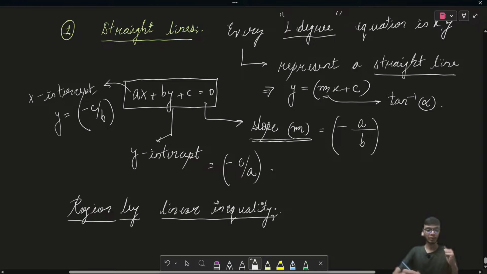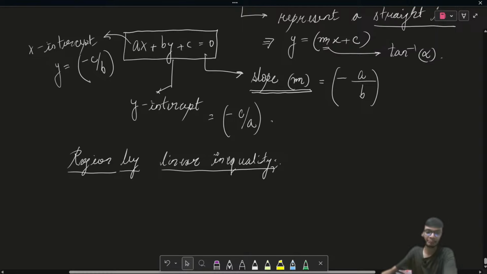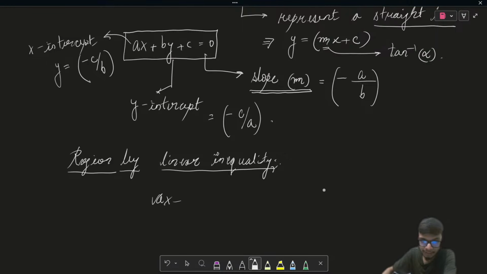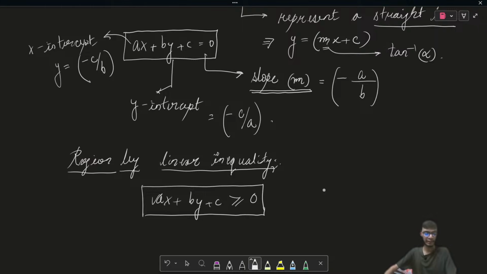So what do we actually mean by linear inequality? You will have a linear expression and that will not be equal to something, it will be given as some inequality result, right? It will be less than or greater than some number, right? So let's say I have a simple example. Let's say I want to plot this particular region. Let's say I have a linear inequality ax plus by plus c is greater than or equal to 0, right?